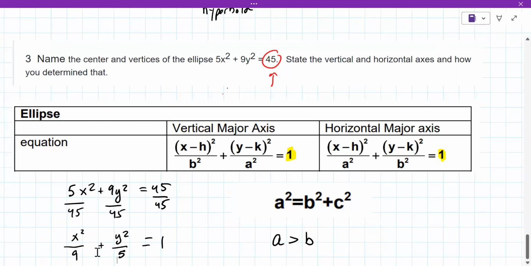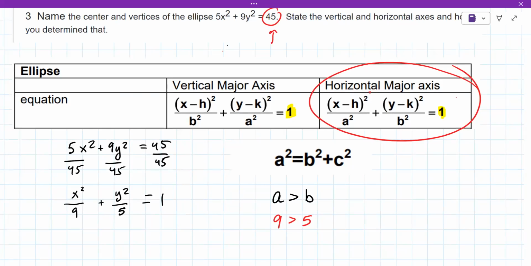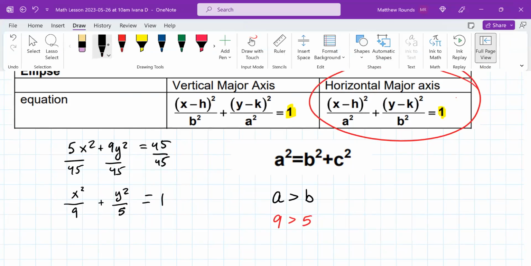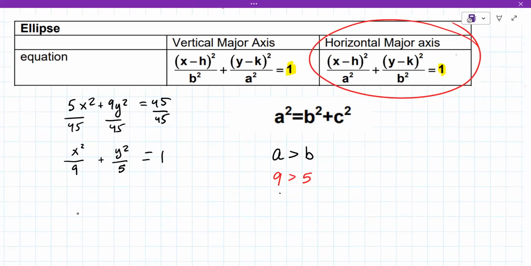The 9. The 9, right? It's a simple question once you get that. That means you have a horizontal major axis because 9 is greater than 5. But really, and this is where it gets more complicated, you want to rewrite 9 as something squared. So 9 is really 3 squared. 5 is really the square root of 5 squared. And the whole idea is to make it look like this thing on the right here.